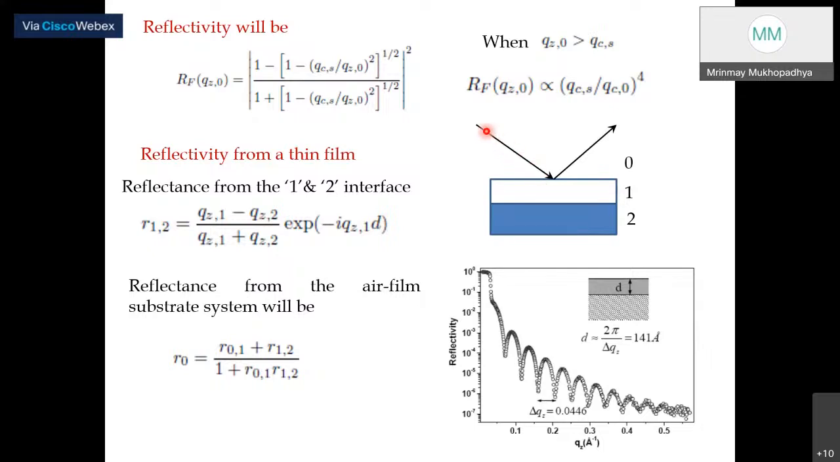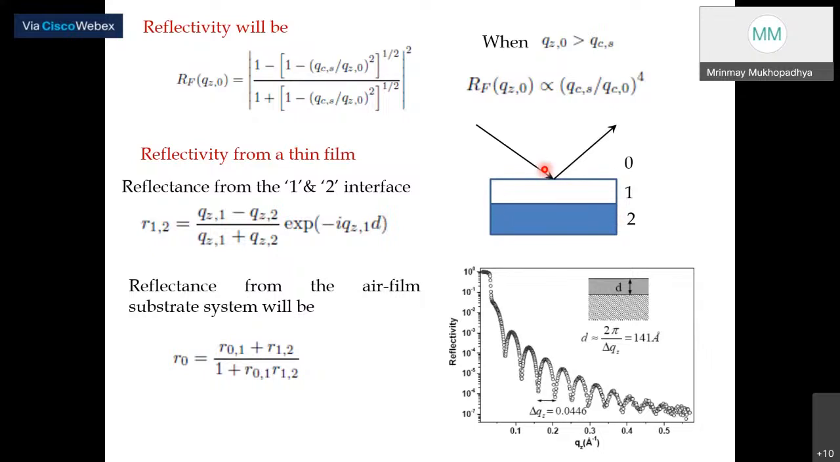But what is coming out? The beam is coming out from this top surface. The beam goes into medium 1, then it comes out from the 1 to 2 interface, and then it goes out. So you are seeing the interference between this beam and the beam coming out from the interface of 1 and 2. It is the same as what you read in your BSc classes, that 2d sin theta is equal to n lambda. That means you have a lattice here.